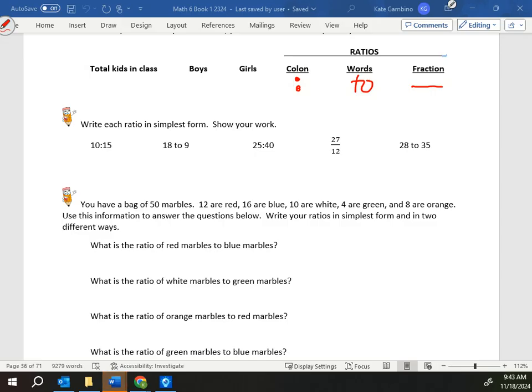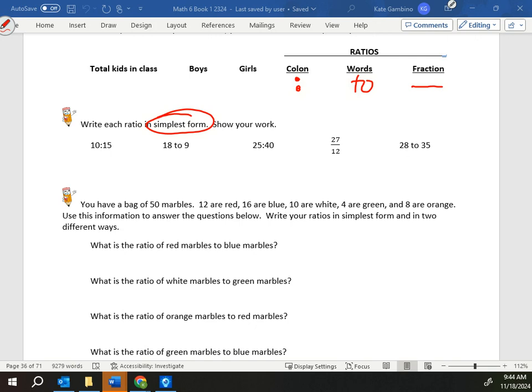Okay. Remember to simplify. So put that reminder on your help sheet. Simplify with an exclamation point. If it is not in simplest form, it will be wrong. So make sure you simplify just like we simplify fractions. Simplify, simplify, simplify. So you need to know what the 3 different ways are: the colon, the words, or the fraction. And you need to remember to simplify. Any questions on this one?